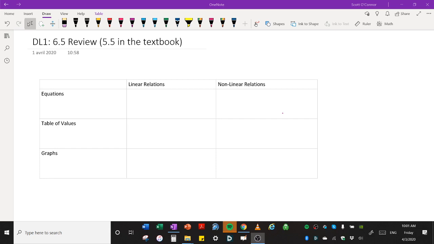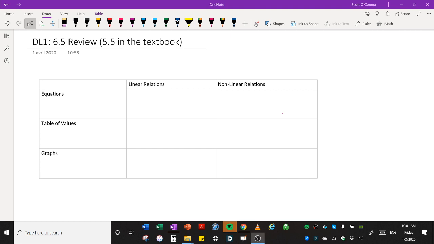Hi class, I just wanted to start us off by reviewing 6.5 from our course, which is 5.5 in the textbook. In that section, we are trying to delineate the differences between linear relations and non-linear relations as it pertains to their three representations as equations, tables of values, and graphs. So when we, for example, have an equation, how can we tell if it's linear or non-linear? And we'll start with that.